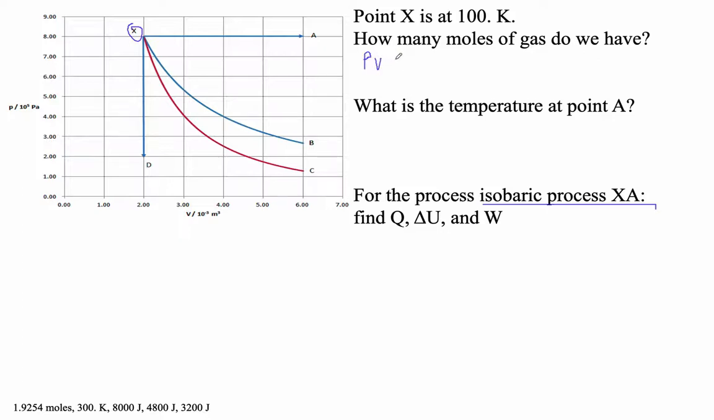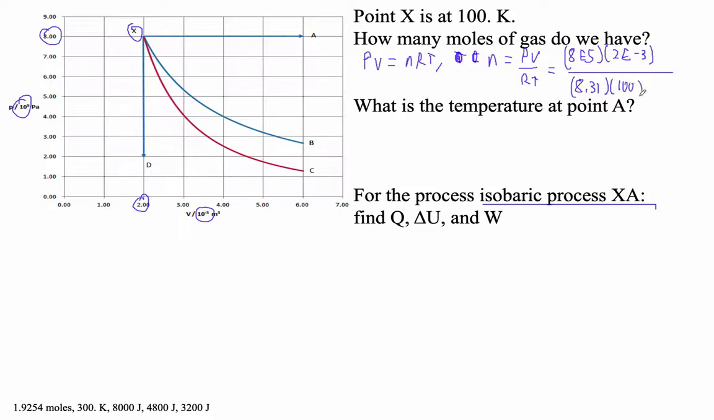So PV is nRT. We're solving for n. n is equal to PV over RT, right? So that's going to be, and notice that this is times 10 to the 5th, so that's 8E5. Our volume, notice that that's times 10 to the minus 3rd, so that's 2E minus 3. Those are liters, by the way. Thousandths of a cubic meter are liters, right? And then we're going to divide by R, which is 8.31, and our temperature is 100, right?